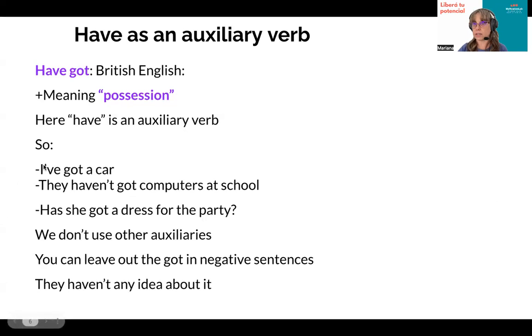And you can contract the verb here. You say, I've got a car. They haven't got computers at school. And for the interrogative, you use it as the auxiliary verb. Has she got a dress? No other auxiliaries because you already have the have as the auxiliary.